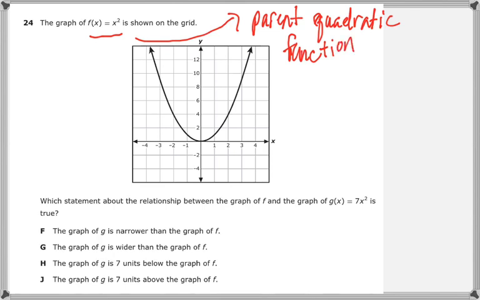Okay, so here's the graph, and down below they're asking us which statement about the relationship between the graph of f and the graph of g of x equals 7x squared is true.